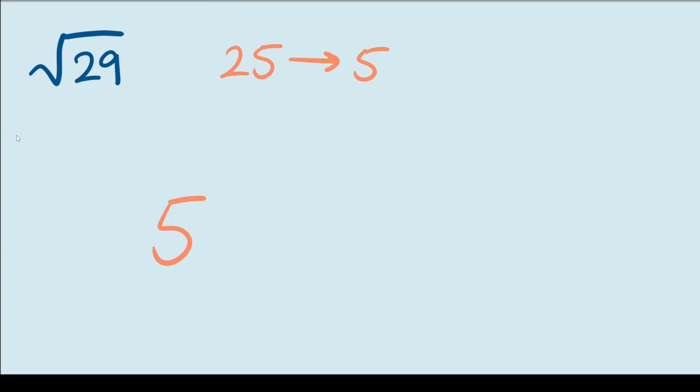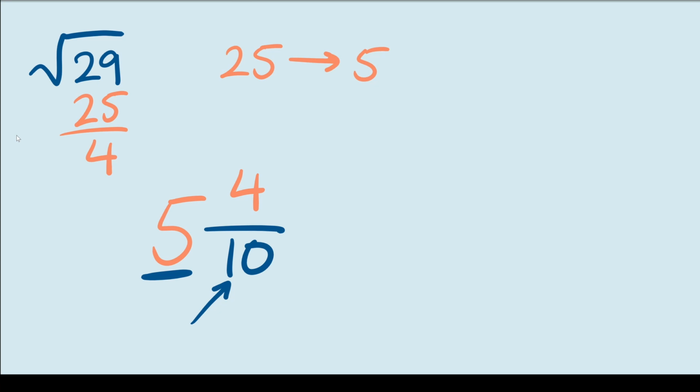Let's say you're given the square root of 29. Now, the closest perfect square under 29 is 25, which happens to be the square of 5. So I'm going to write a 5 here. Now, the difference between 29 and 25 is 4. So I'm going to put a 4 here and start making my mixed fraction by drawing this line here. Now, for this bottom number down here, we're going to simply double 5, which happens to be 10. So our answer is 5 and 4/10.